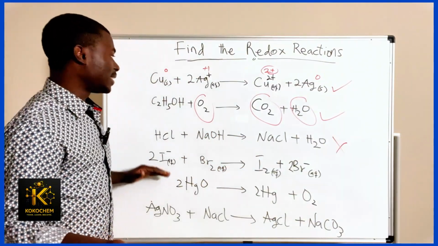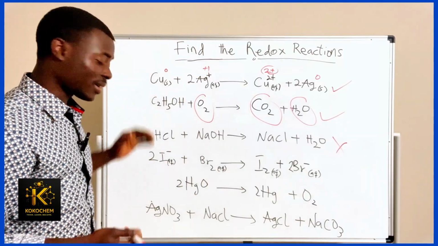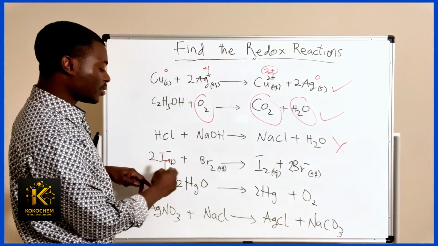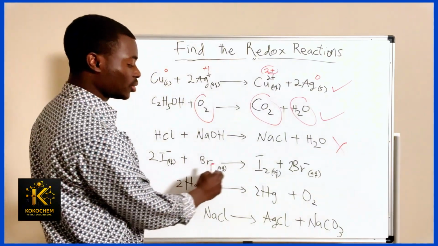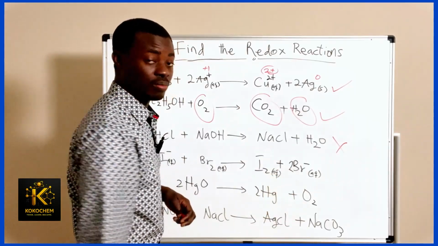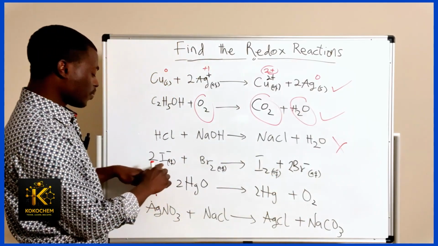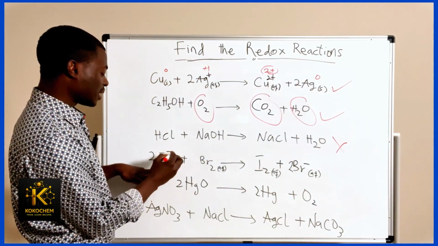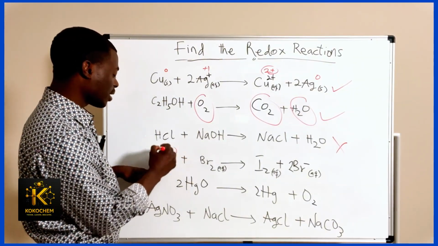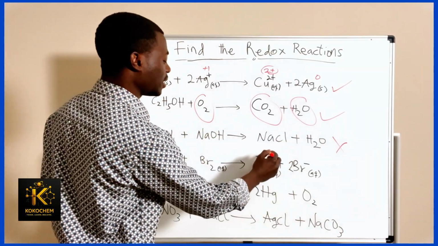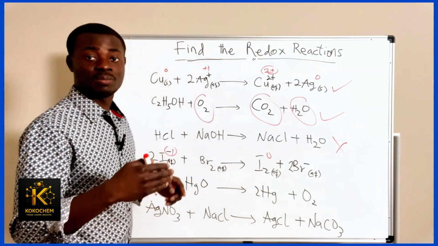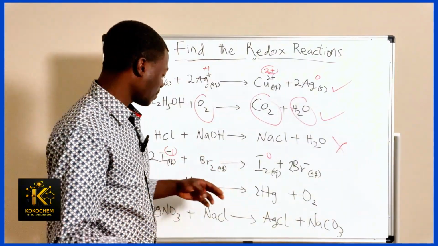The next one is similar to the first one that we had. Okay, so we have a reaction, aqueous iodide reacting with aqueous bromine to form aqueous iodine and aqueous bromide ion. So iodine on the left hand side has an oxidation number of -1. Okay, on the right hand side it is 0. This tells you that iodine has undergone oxidation.